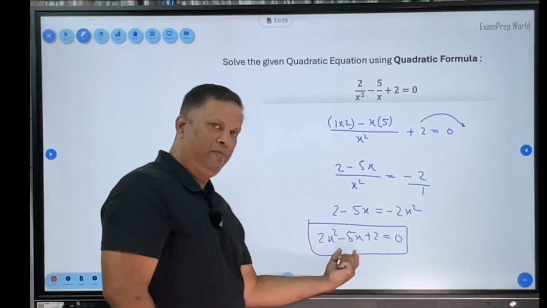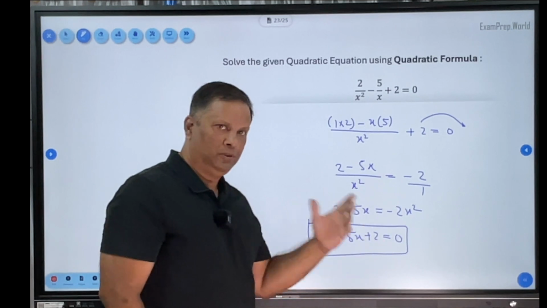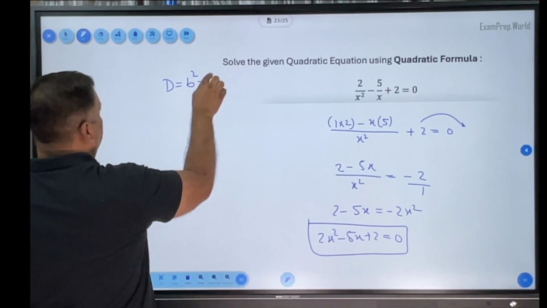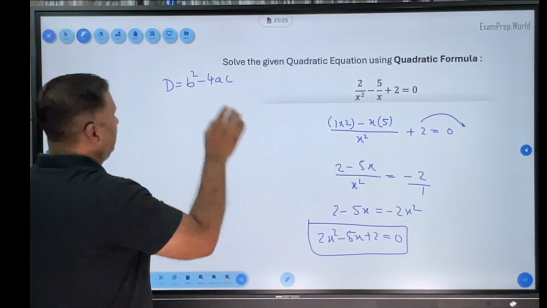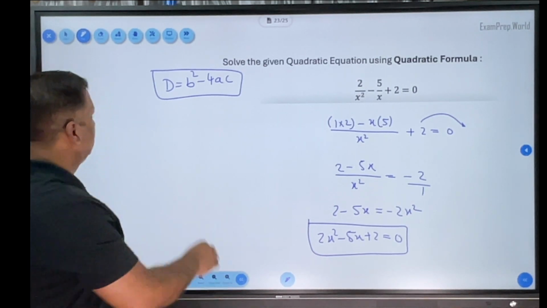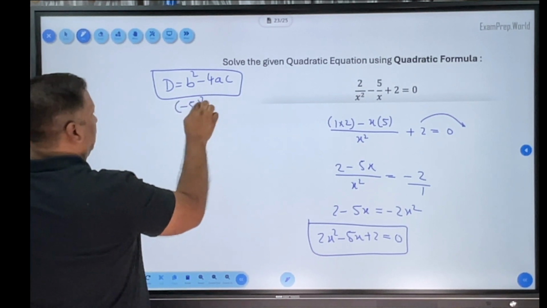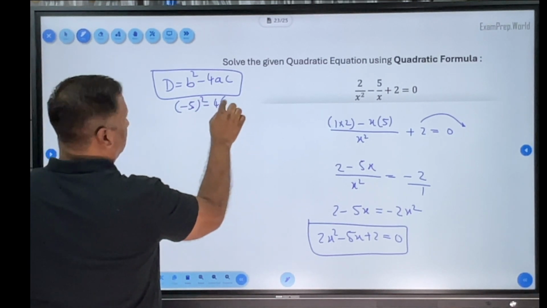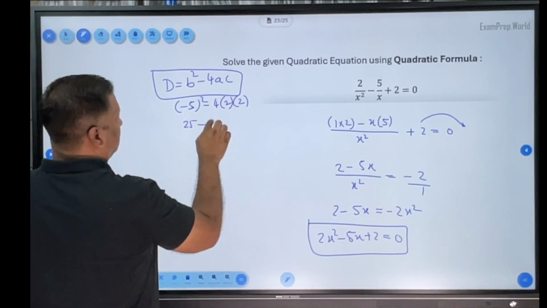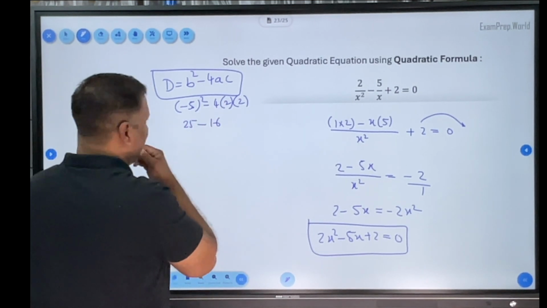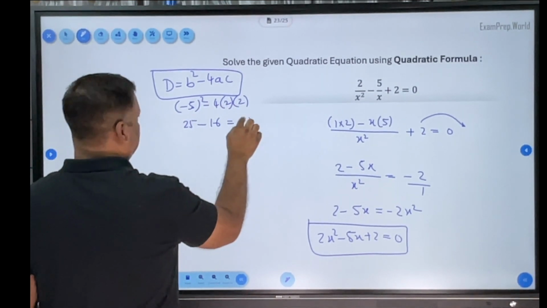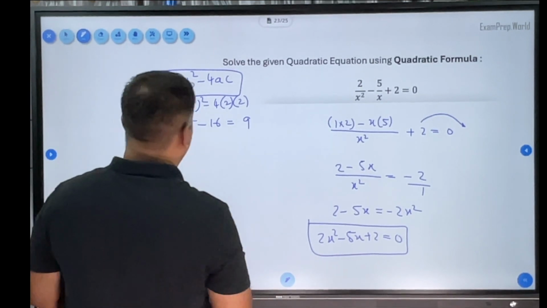What is b here? Negative 5, a is 2 and c is also 2, right? So let's find the value of d. b square minus 4ac. Don't forget this. This is the discriminant. It is a very helpful thing. So negative 5 whole square minus 4 times 2 times 2. 25 minus 16. 4 times 2 is 8, 8 times 2 is 16. It is 9. 25 minus 16 is 9.